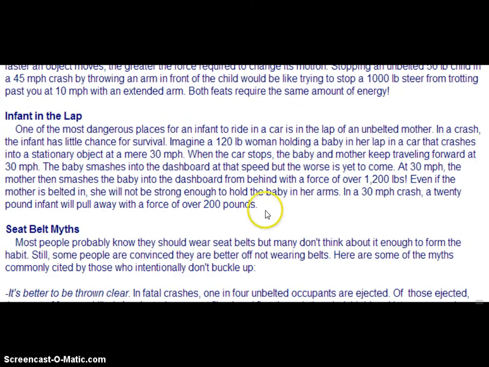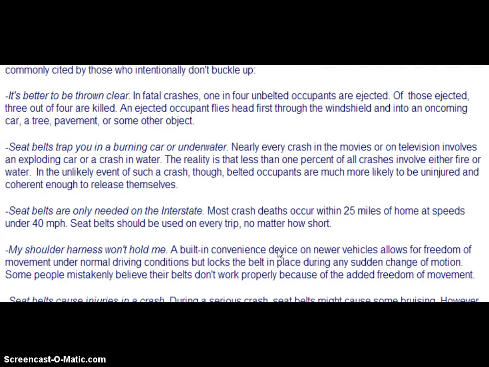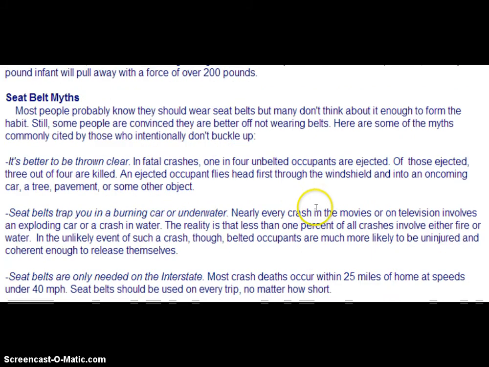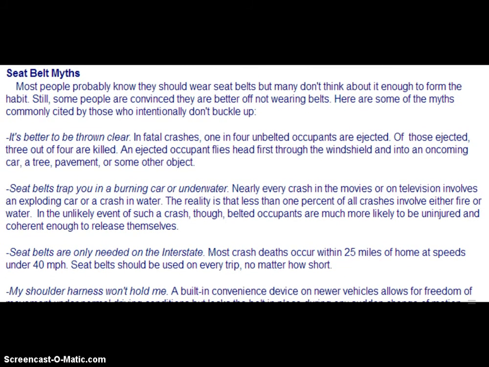We also have some other things, and take a second to read these, especially these seatbelt myths. These are the excuses that people give us for why they don't wear their seatbelts. And you've probably heard some of these before. Take a second to read these yourself.